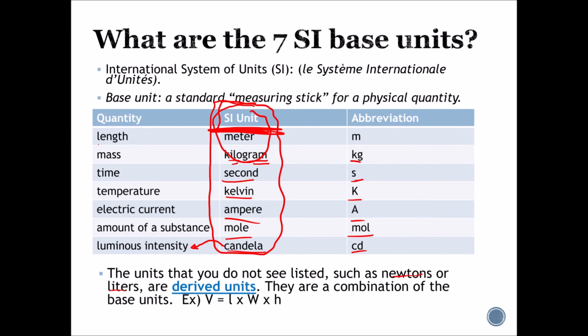For example, we use length for meter, but what about area? Why isn't that listed here? Well, area is derived by taking a meter of length times another meter of length. That is going to give you meters squared. Well, what about volume? Well, volume is meters times meters times meters.